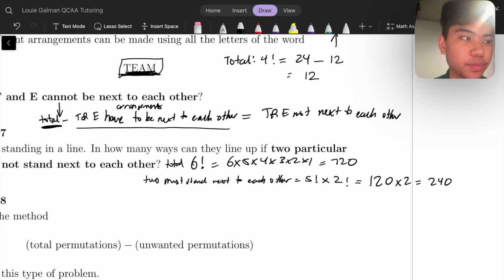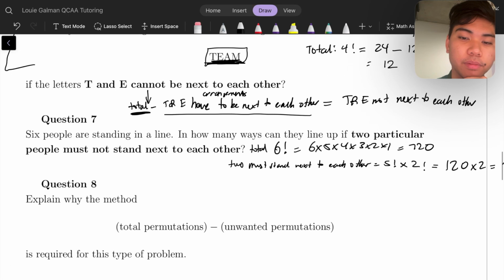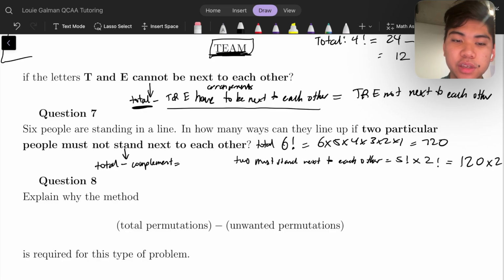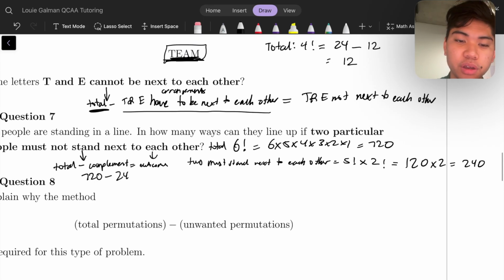Okay, and from that, I can just do my formula where for this outcome where 2 particular people must not stand next to each other, we do the total minus the complement, or the opposite of what it's asking, and then we get the outcome, which is the 2 particular people must not stand next to each other. So we have 720 minus the 240, and that gives us a value of 480 different arrangements.